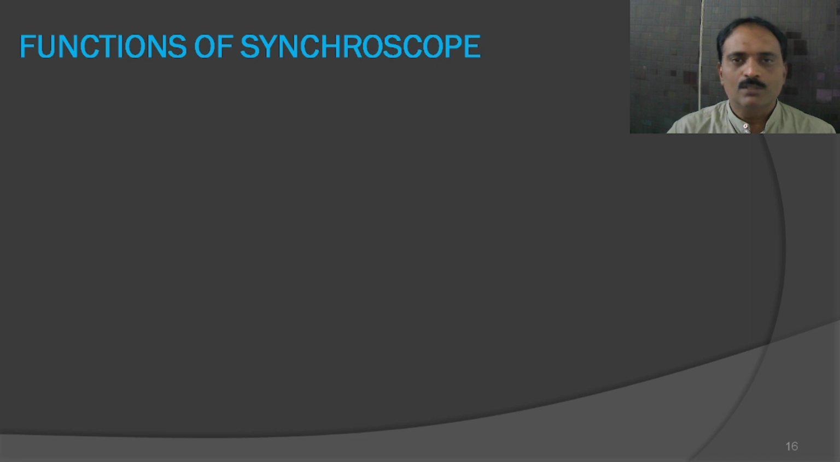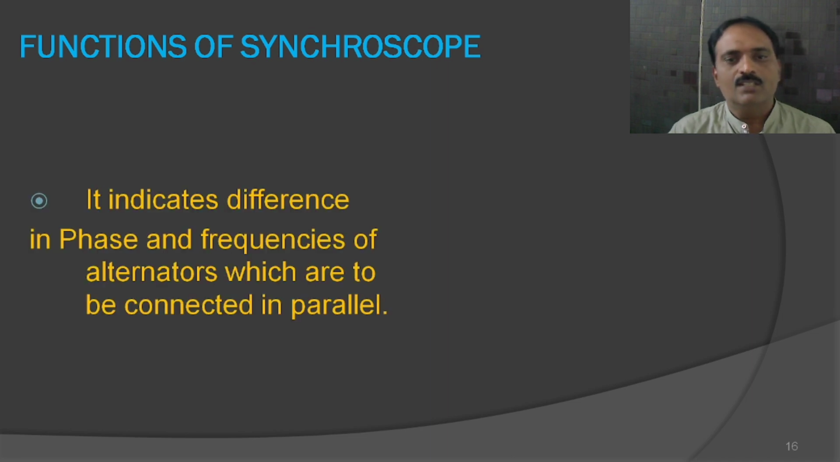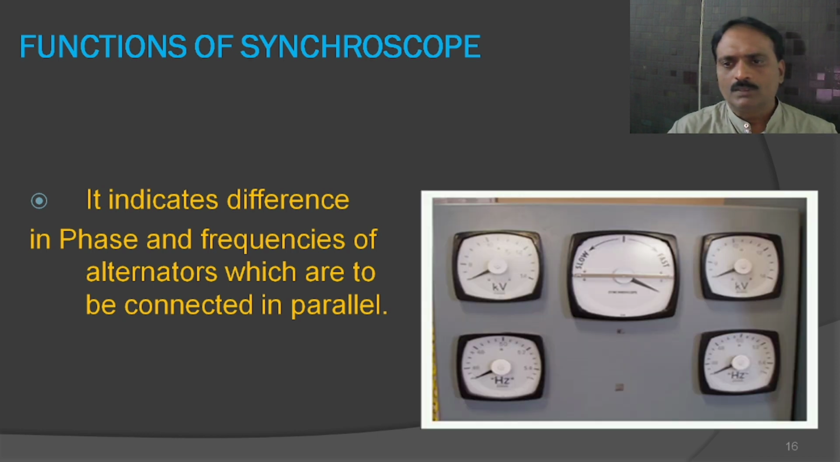Now let me explain to you the functions of the Synchroscope. It indicates the difference in phase and frequencies of the alternators which are to be connected in parallel. This is one of the important functions of the Synchroscope. If at all any difference in phase or any difference in the frequencies is there, it is going to be shown or represented by the Synchroscope. This is how we have the dials for a Synchroscope.